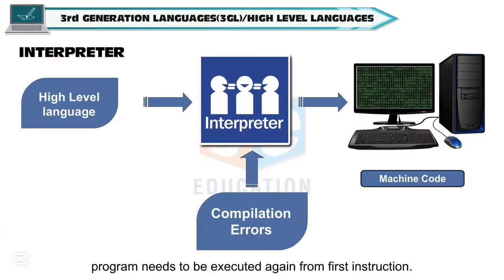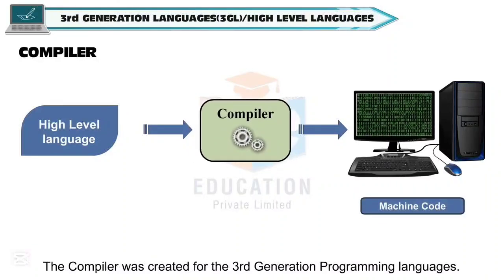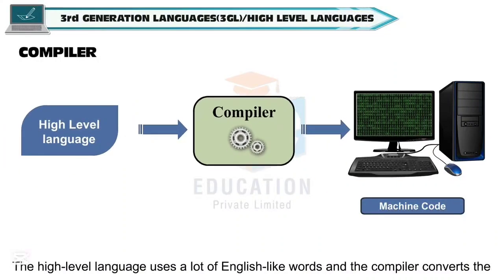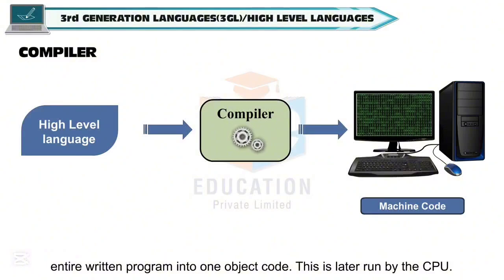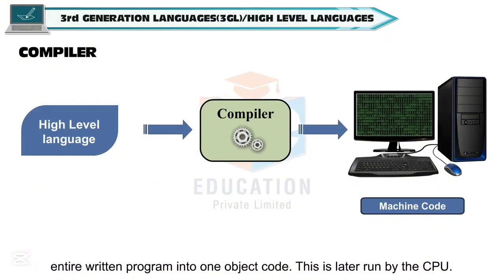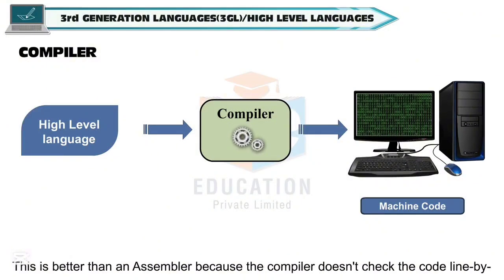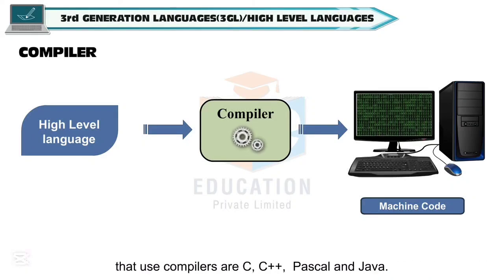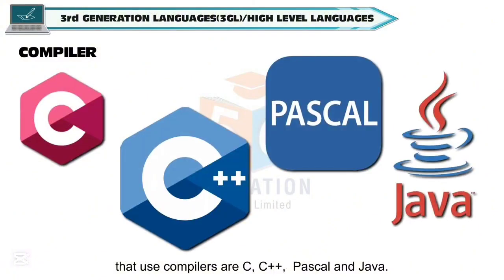first instruction. The compiler was created for the third generation programming languages. The high-level language uses a lot of English-like words and the compiler converts the entire written program into one object code. This is later run by the CPU. This is better than an assembler because the compiler doesn't check the code line by line. Instead, the entire program is executed in one go. Some programming languages that use compilers are C, C++, Pascal, and Java.